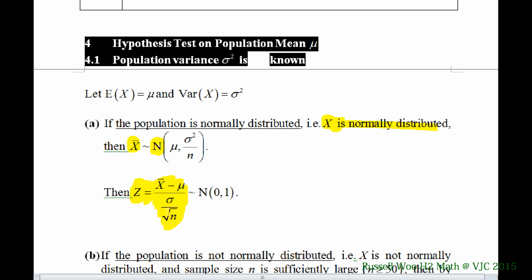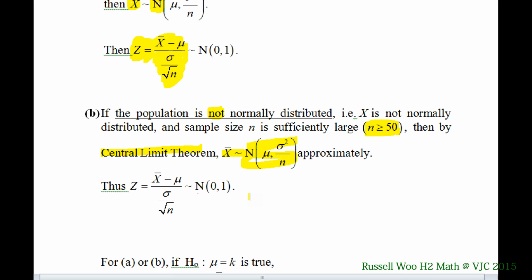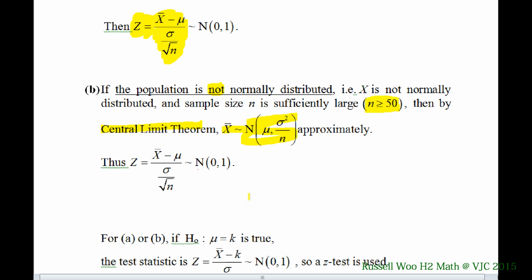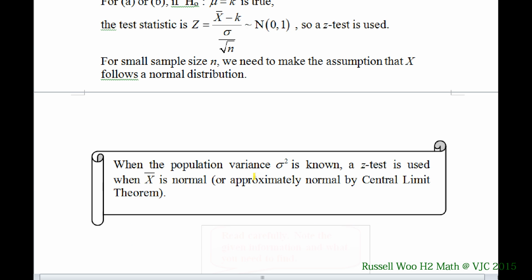If the population is not normally distributed, what do we use? We use CLT. If n is large, we can say by CLT, X bar is normally distributed. You can still do the same thing. You can still do your Z test. But you must ensure that n is large. If n is large, X bar follows a normal distribution, you can do the same thing.